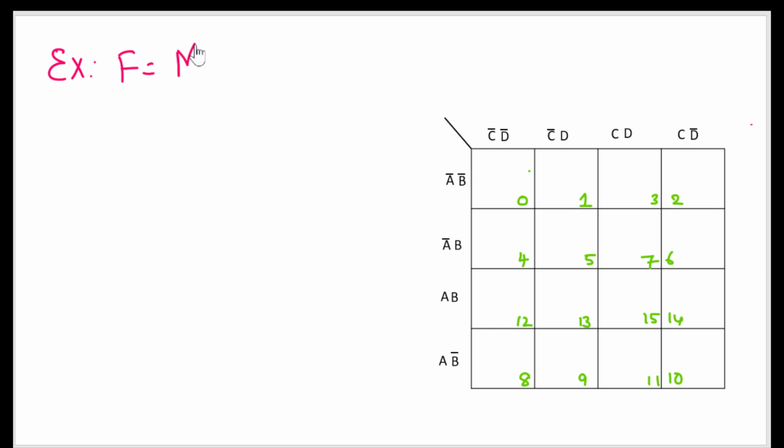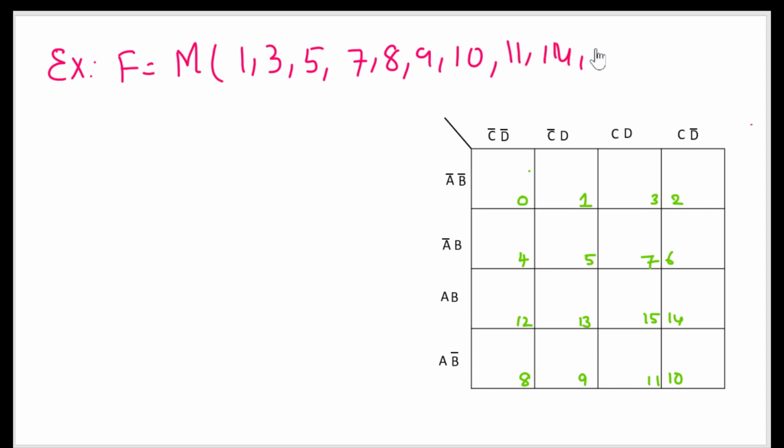If it is equal to capital M of 1, 3, 5, 7, 8, 9, 10, 11, 14 and 15, these are the max terms for which the output is 0. Now we'll try to first do the POS form, then we'll see the SOP form.